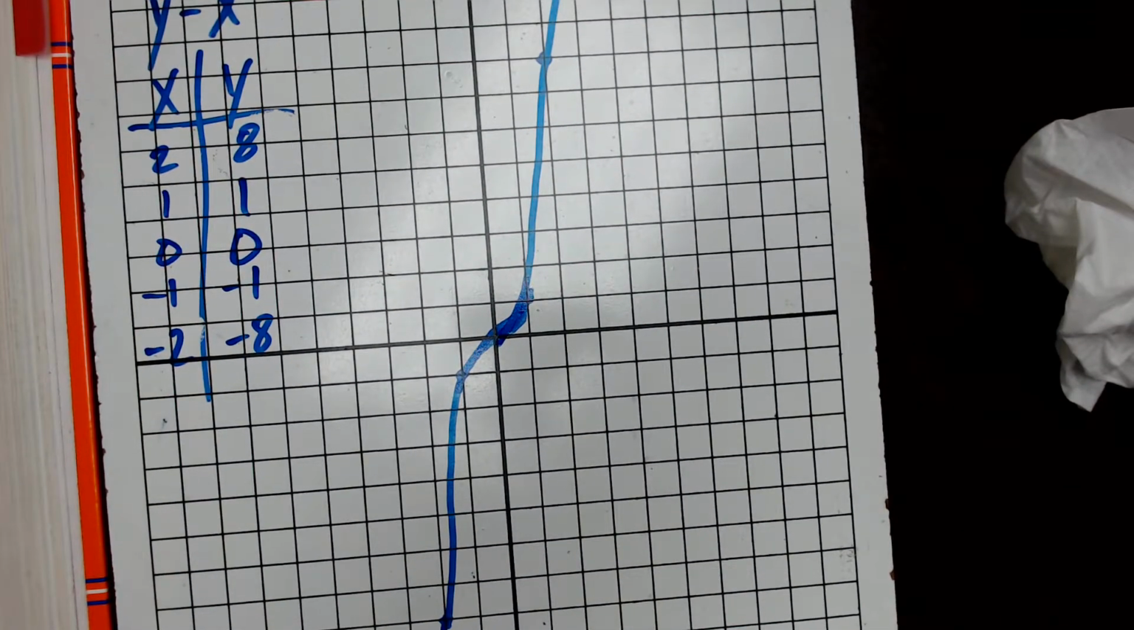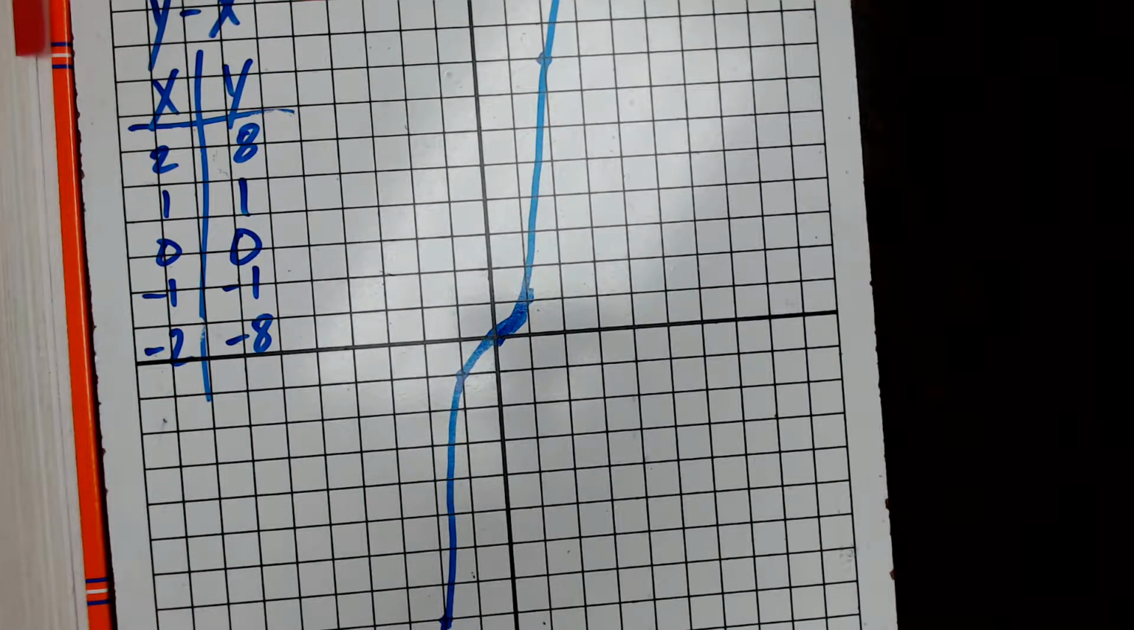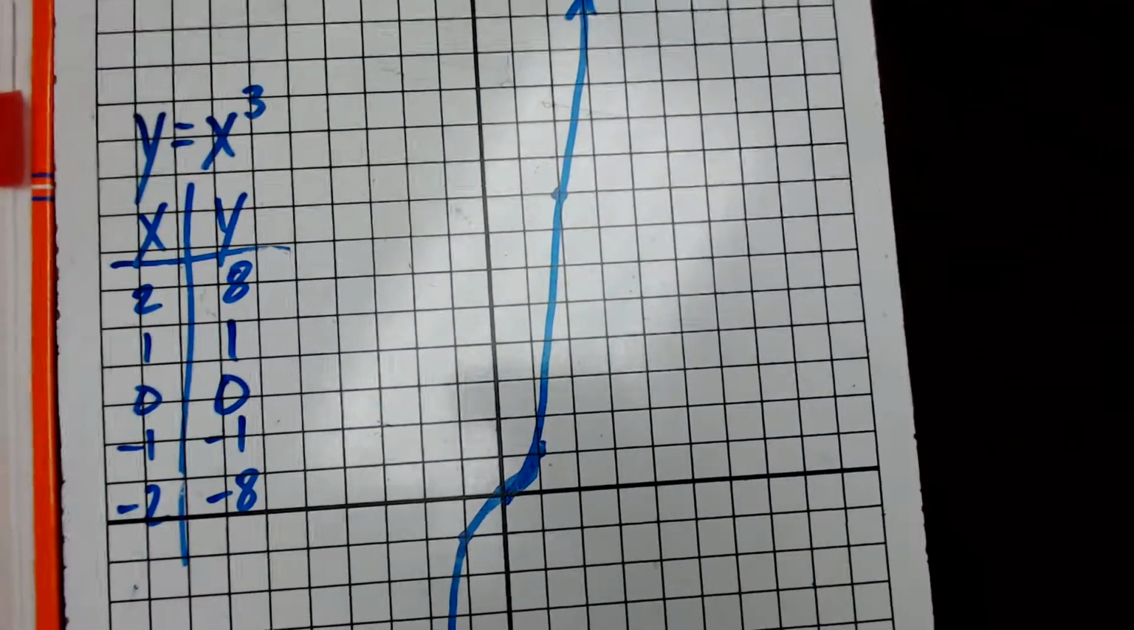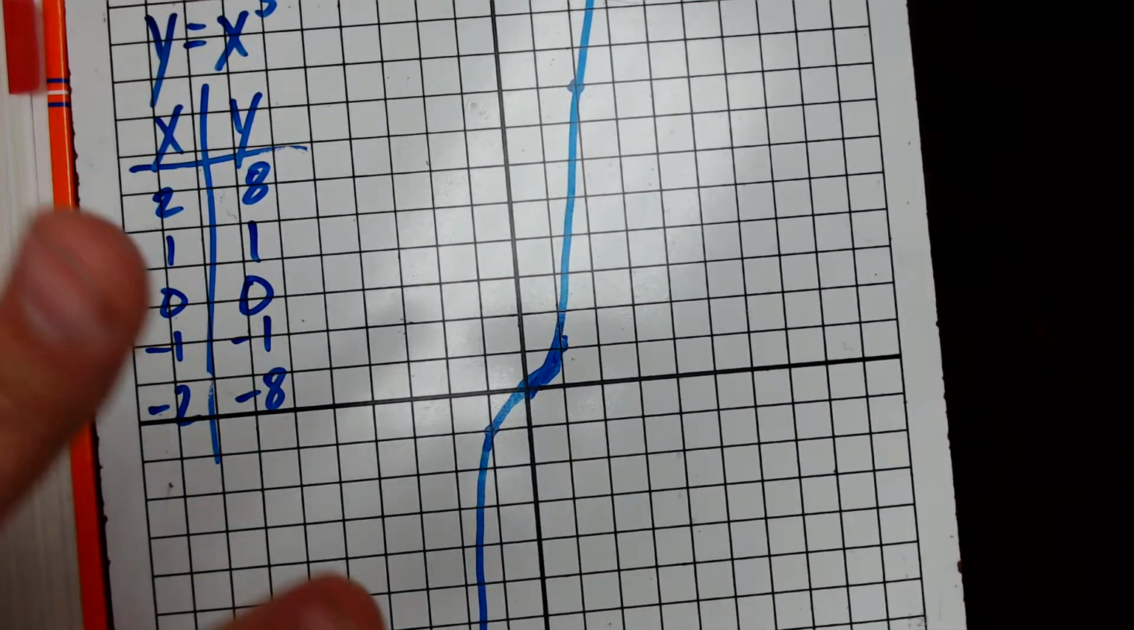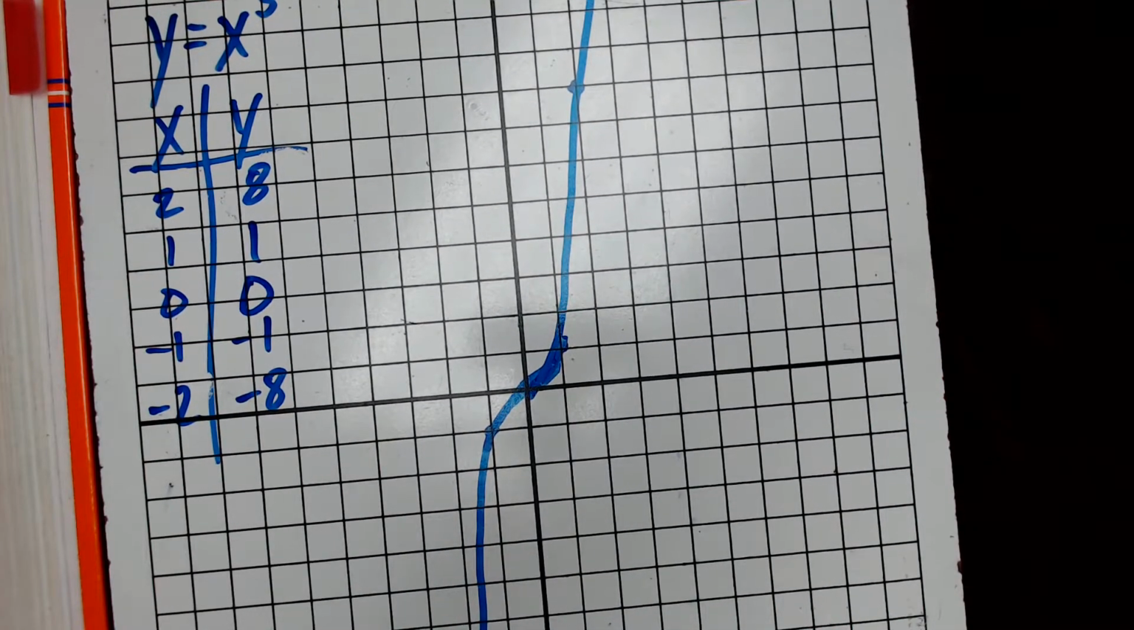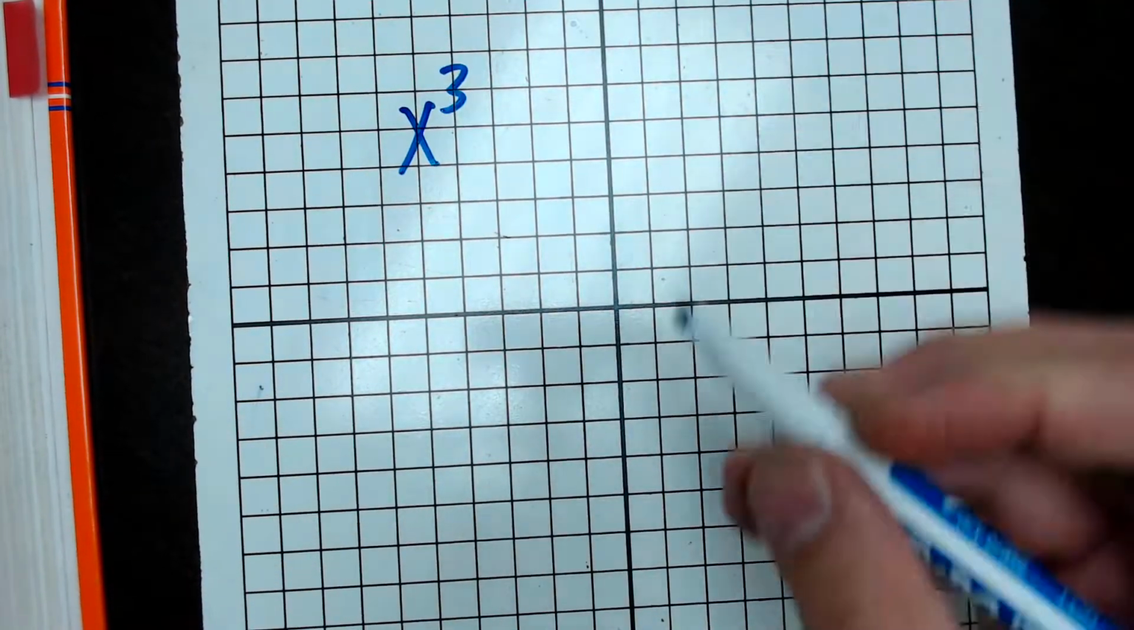All right, so that's the graph of x cubed. And that's how we figure out the shapes of nonlinear functions, by using 5 points, plugging them into the equation, and making an x and y table. Now, we have to learn how to recognize the graphs of specific functions. So, first is the graph of x cubed.